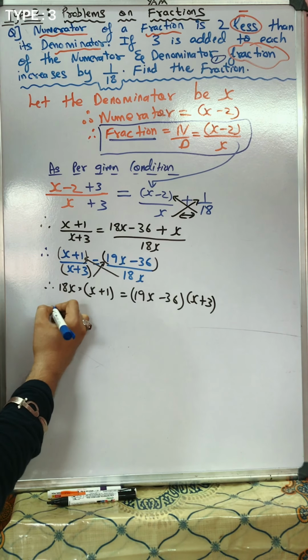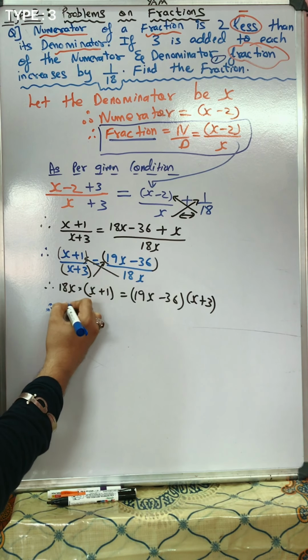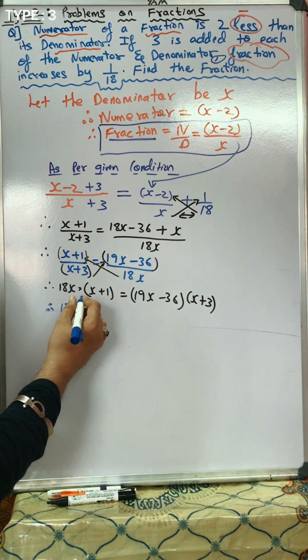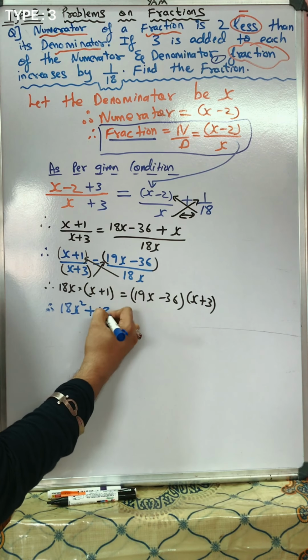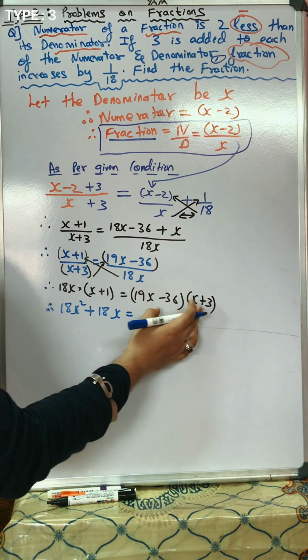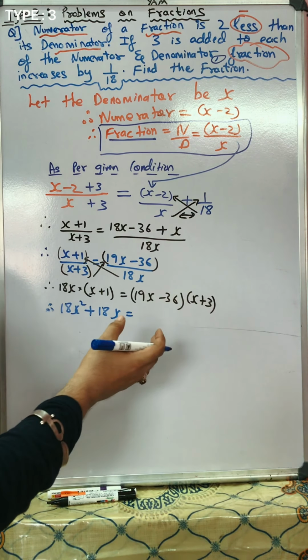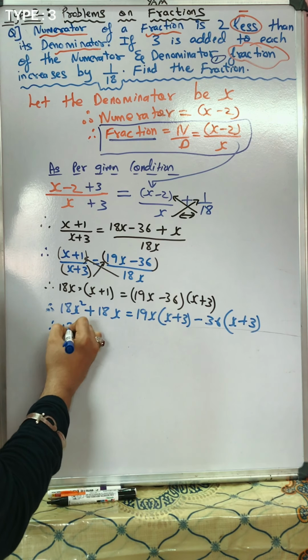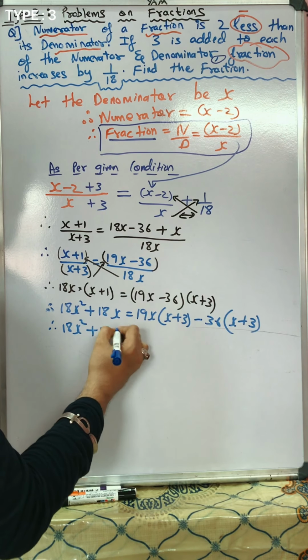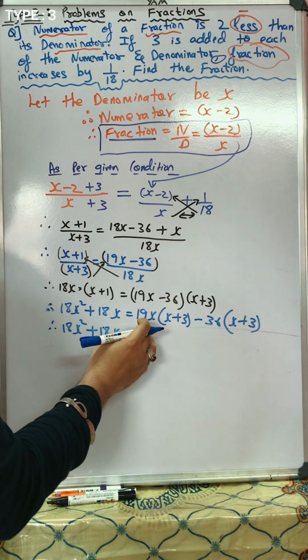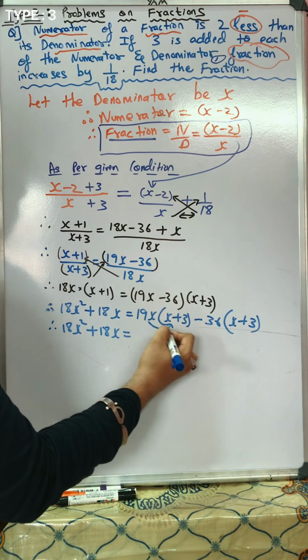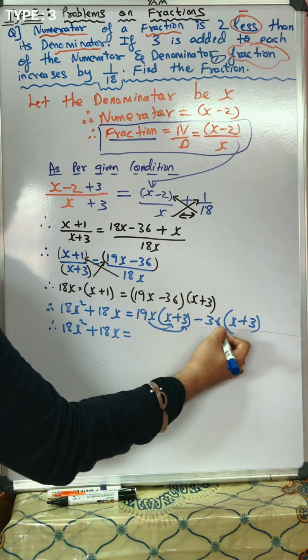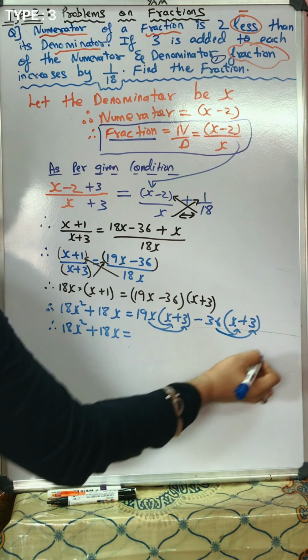So now this will become 18x multiplied by x is 18x square, plus 18x multiplied by 1 is 18x, is equal to. I have to multiply these two brackets using our traditional method. First I will write 19x, then I will copy x plus 3 as it is, then I'll write minus, then I'll copy 36 and then write x plus 3. So 18x square plus 18x is equal to: 19x will be multiplied with x as well as with 3. Similarly 36 will be multiplied with x and with 3.